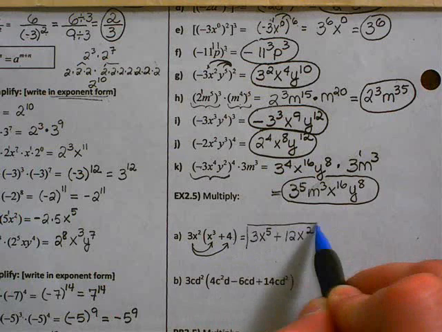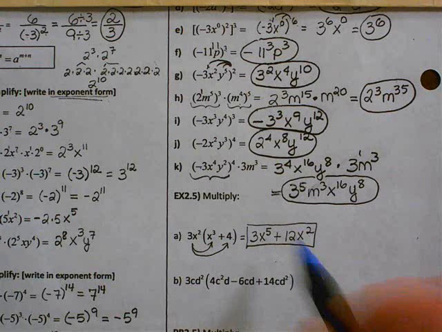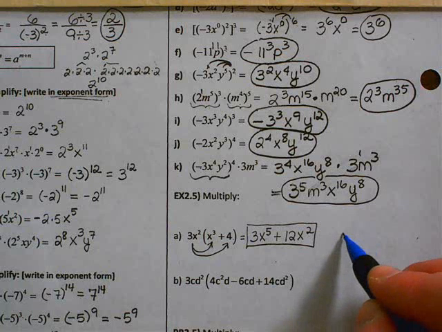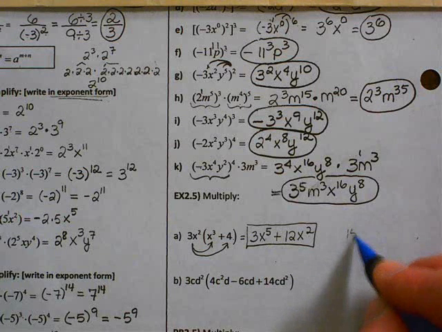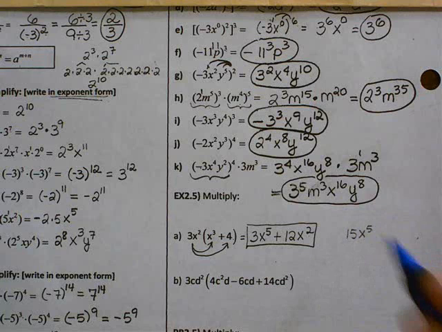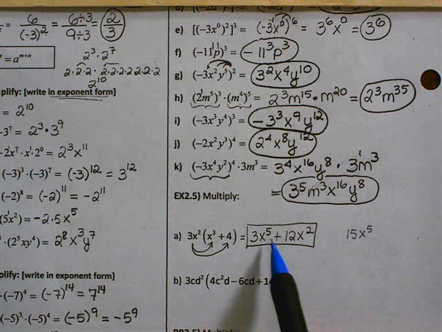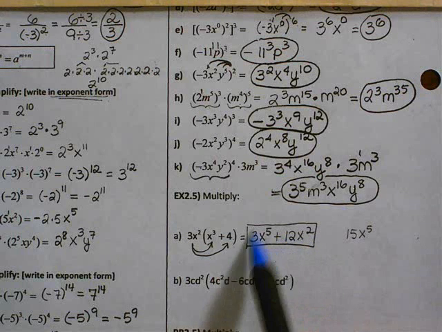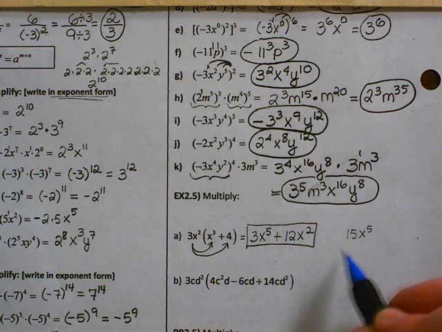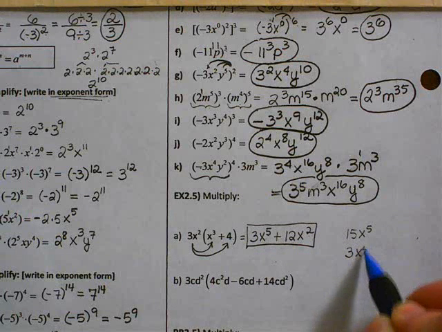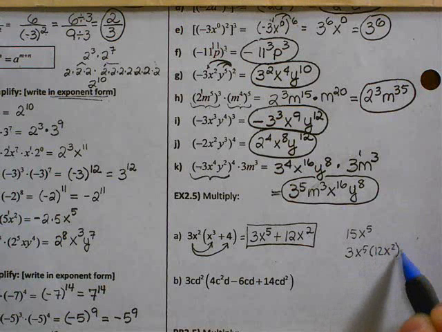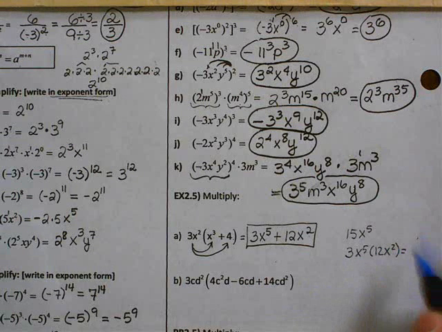Some students, sometimes what they do is they make the following mistake. They write 15x to the 5th. But you cannot do this because this is adding. You cannot add the exponents if you're adding the terms. If you had, for example, 3x to the 5th times 12x to the 2nd, then yes, you can add the exponents. It would be x to the 7th, and 3 times 12 would be 36.